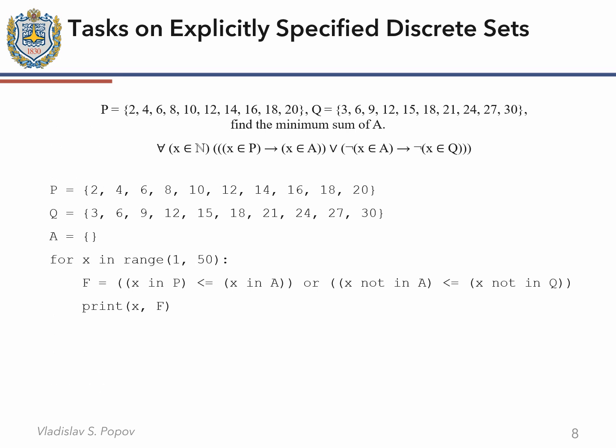The next type of tasks under consideration is tasks on explicitly specified discrete sets. The sets P and Q are given as sets in the programming language. The variable x is iterated over the range that covers the given segments. In the previous tasks, the program displayed the values of the variables x and the corresponding values of the function f.